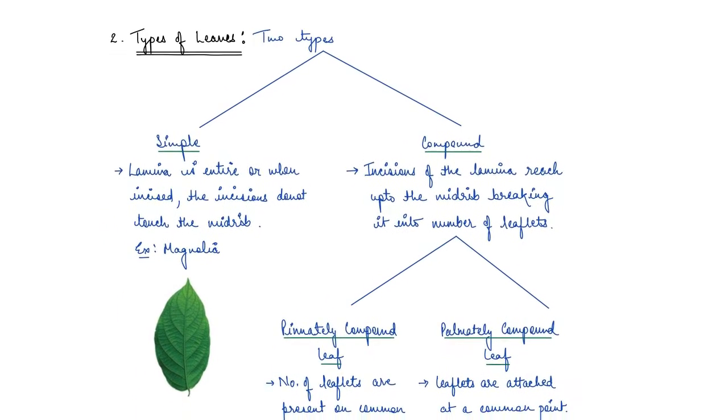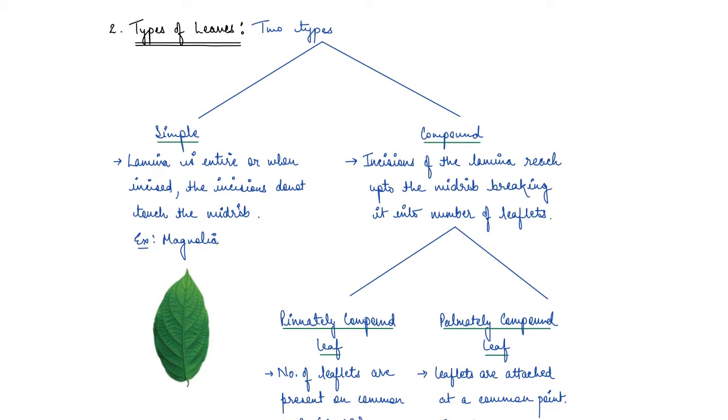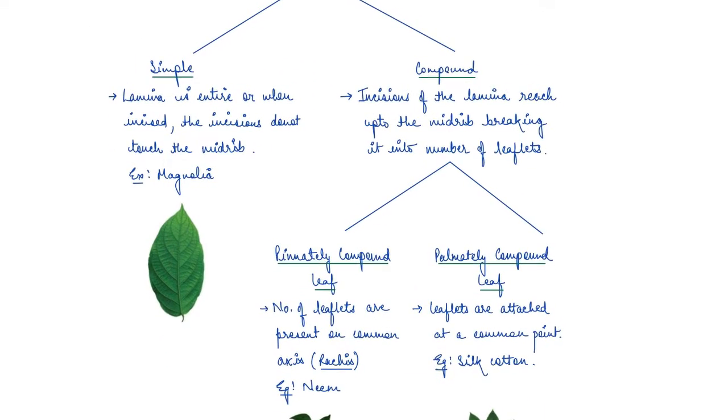Now the next is the type of leaves. So the leaves can be of two types. Either they are simple or they are compound. So in the case of simple, the lamina is entire, right? And when incised, the incision does not touch the midrib. So in that case, the leaf is known as simple. But if the incision of the lamina reaches up to the midrib, breaking it into a number of leaflets, then it's compound.